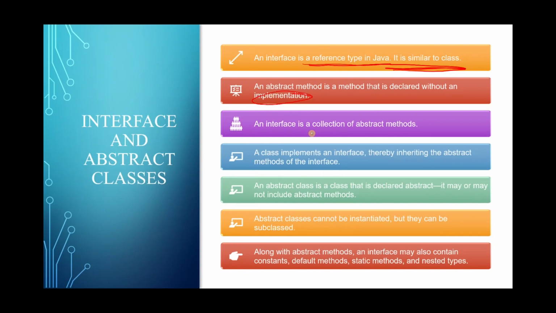So an interface is also a collection of abstract methods. So what is an abstract method? An abstract method is a method without implementation, right? So in an interface, now we know that you cannot have a method with implementation inside. So a class implements an interface, and the class that implements that interface is going to provide an implementation to all these abstract methods. And we have something called an abstract class.